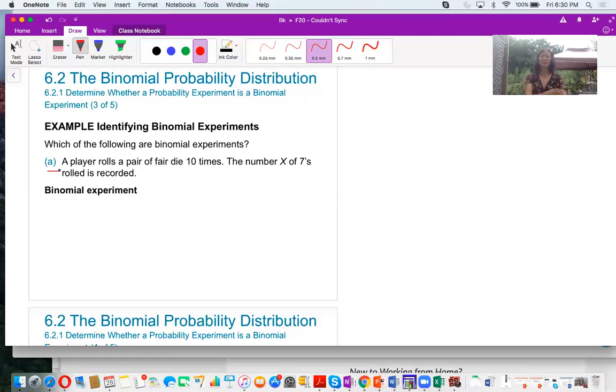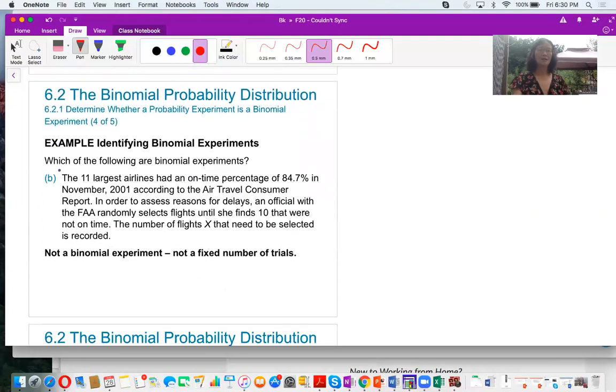The outcome has two. You either see 7 or you don't see 7. Two outcomes. And you throw it 10 times, each time it is independent.